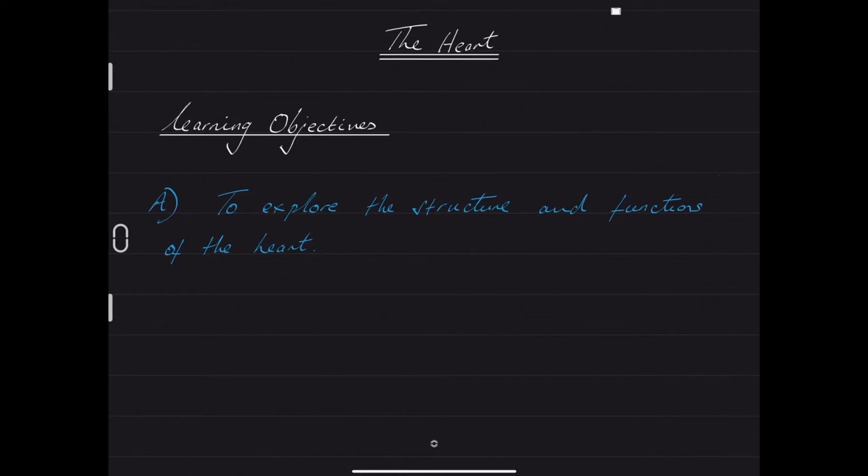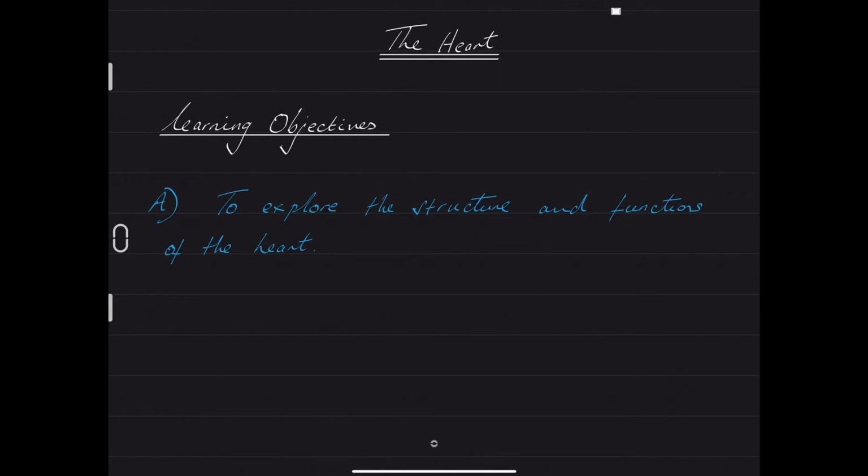This lesson we're going to be looking at the heart, and the learning objective for today is simply to explore the structure and function of the heart. So we're going to break down the heart into certain sections and see how those sections actually manage the blood and how they pass the blood on.